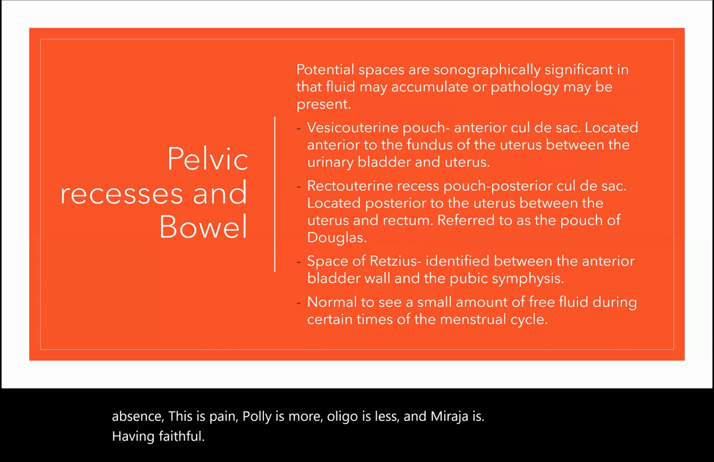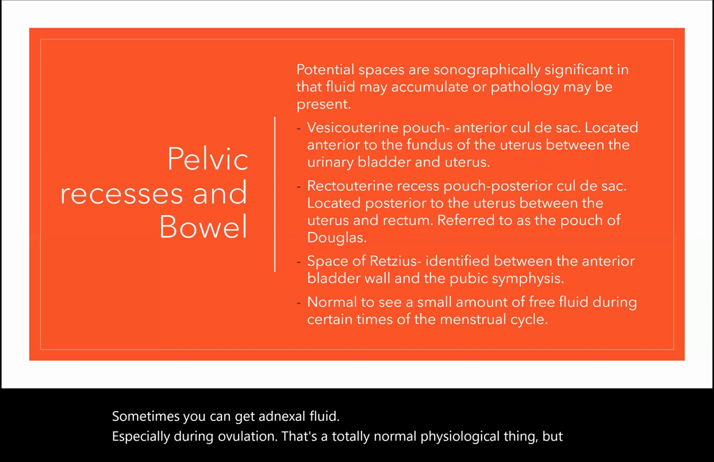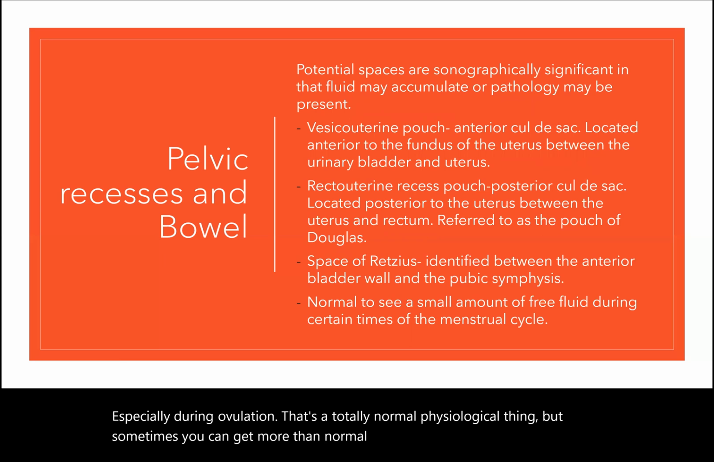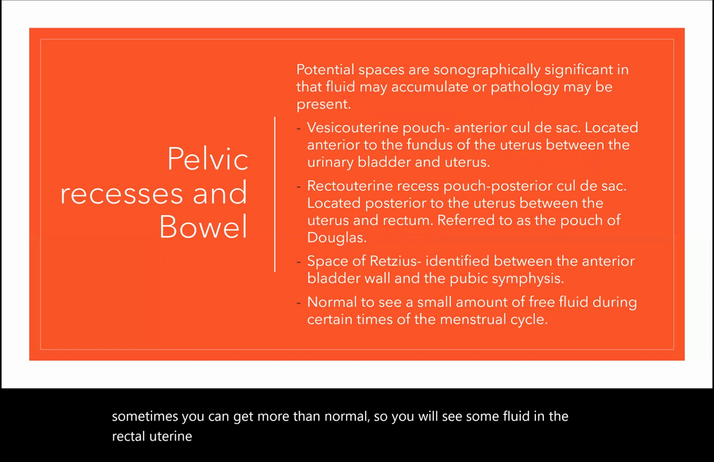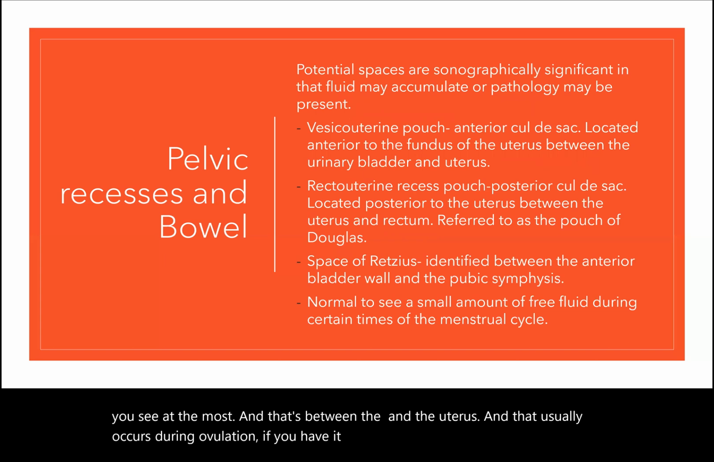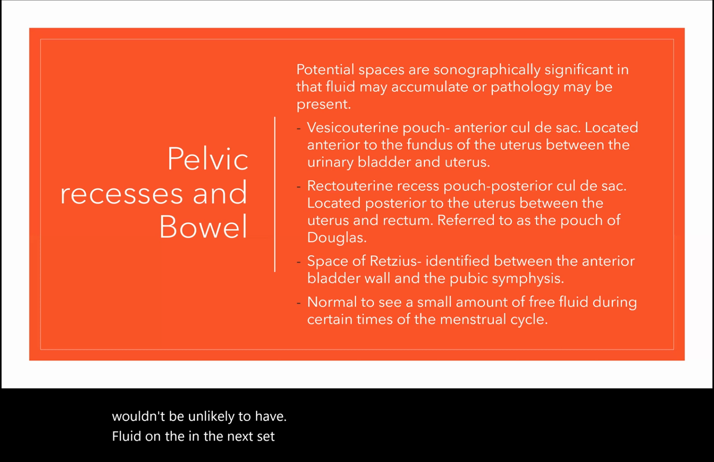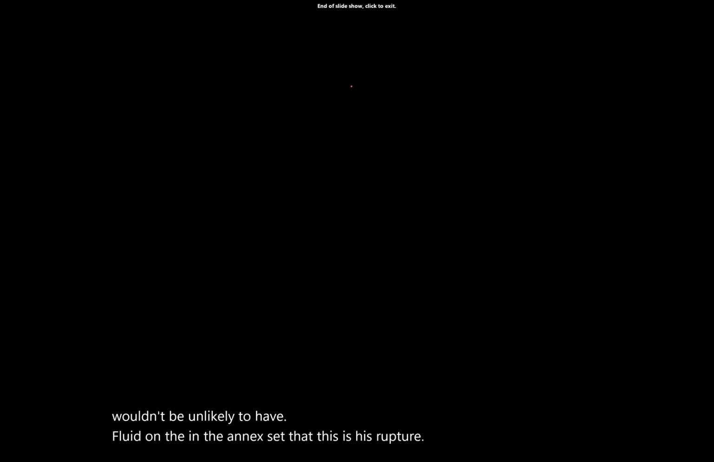Sometimes you can get adnexal fluid, especially during ovulation. That's a totally normal physiological thing. But sometimes you can get more than normal. So you will see some fluid in the rectouterine pouch, or the posterior cul-de-sac, that's where you see it the most. And that's between the rectum and the uterus. And that usually occurs during ovulation. If you have a ruptured cyst or have a lot of pain, it wouldn't be unlikely to have fluid in the adnexa if the cyst is ruptured. That's it.